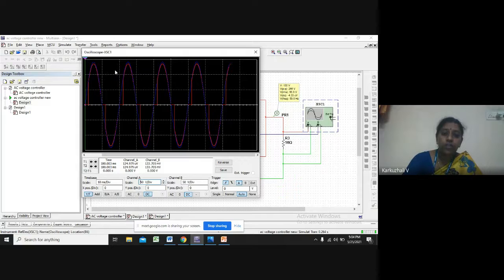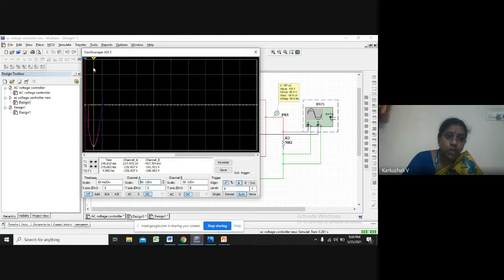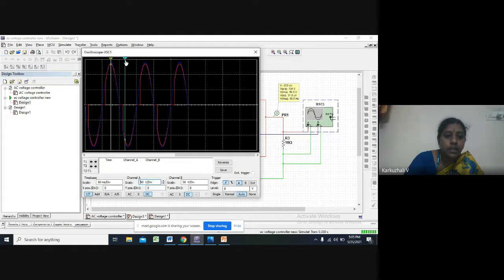We can also find the voltage easily by dragging this voltage probe here. You can see the yellow voltage probe goes along the waveform. You can see the negative waveform, it goes along the red waveform. We will just place it here. You can see channel A, the voltage is 135 volts. For channel B voltage, again I can drag it and place it here. So this is your input voltage.